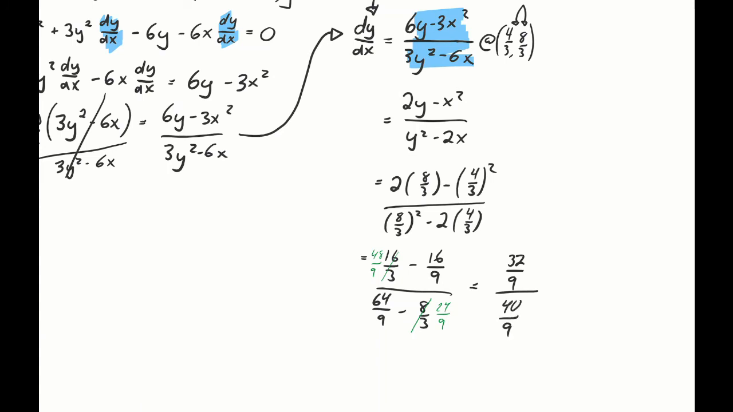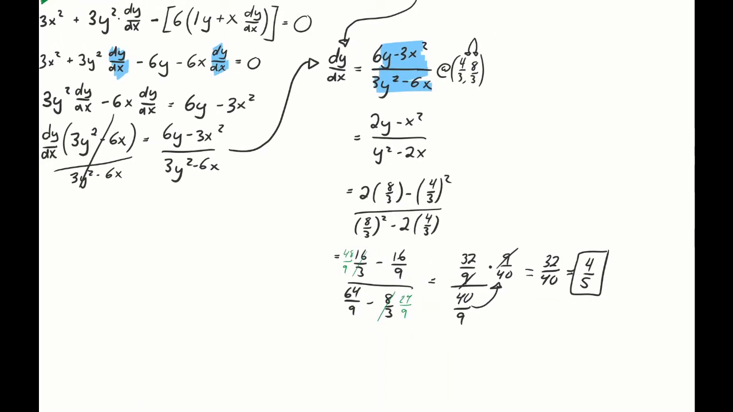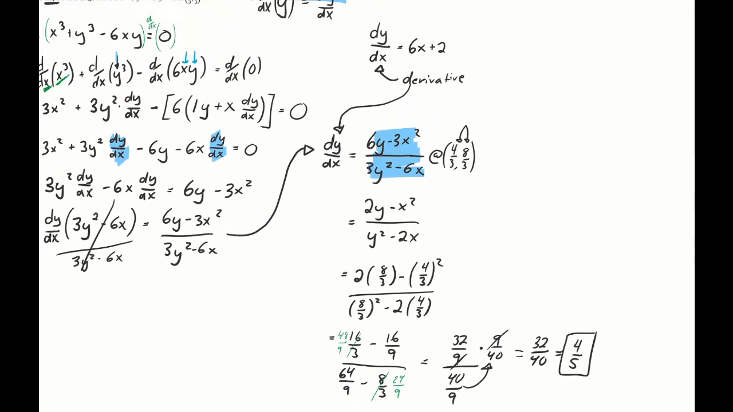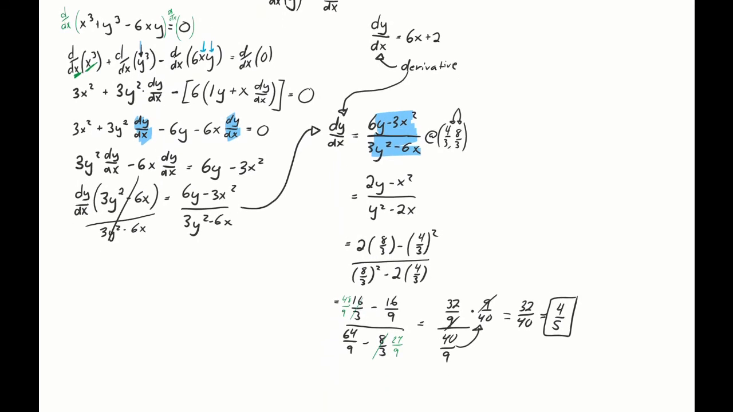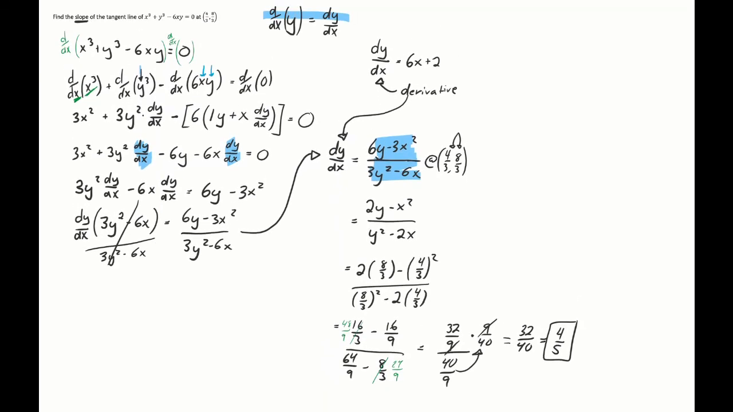Dividing by a fraction is the same as multiplying by the reciprocal. So this is going to be times 9/40. The 9's cancel out. 32/40. Boy, who said calculus is hard? It's just a bunch of middle school math, really, with all these fractions. Because now we get to reduce it. Divide by 8, you get 4/5. So what do you know? The slope of the tangent line to the folium of Descartes, that's the name of that curve, at 4/3, 8/3 is 4/5.